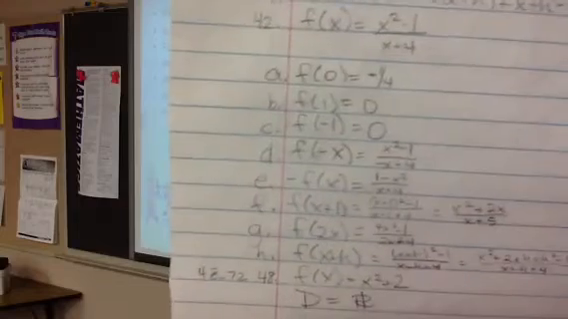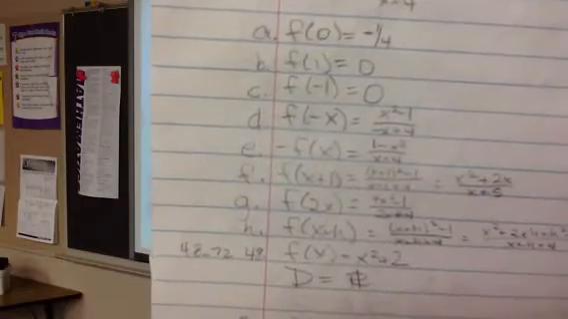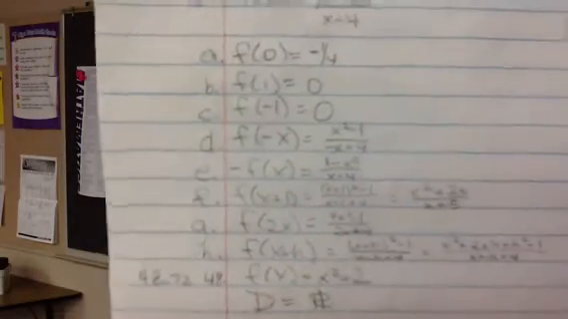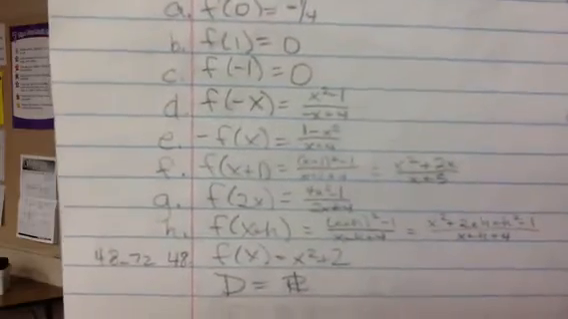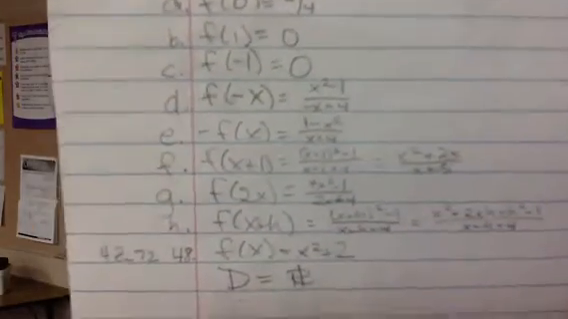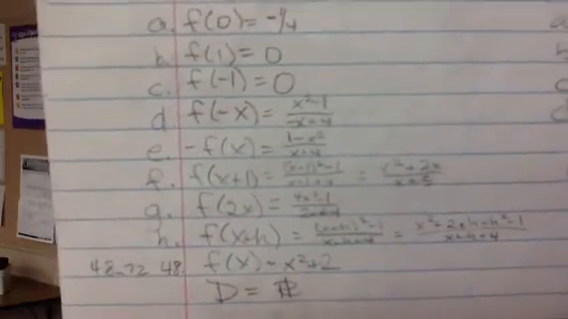For 42A, we got -1/4. B is 0. C is 0. D is (x squared minus 1) over (-x plus 4). E is (1 minus x squared) over (x plus 4). F is (x squared plus 2x) over (x plus 5). G is (4x squared minus 1) over (2x plus 4). H is (x squared plus 2xh plus h squared minus 1) over (x plus h plus 4).